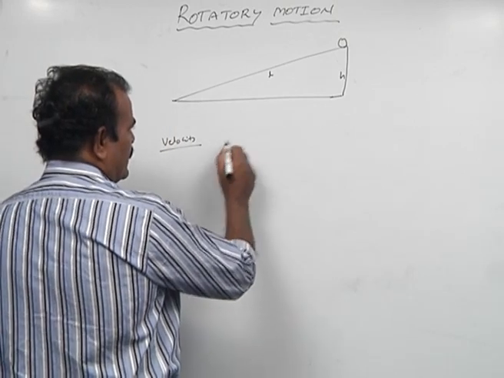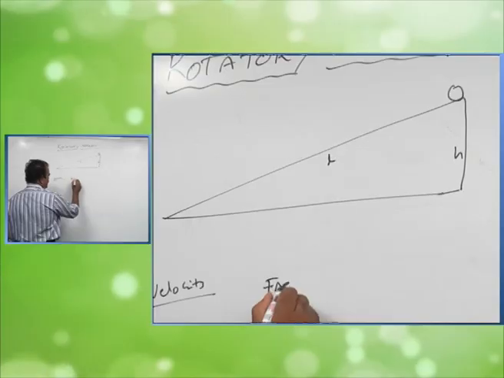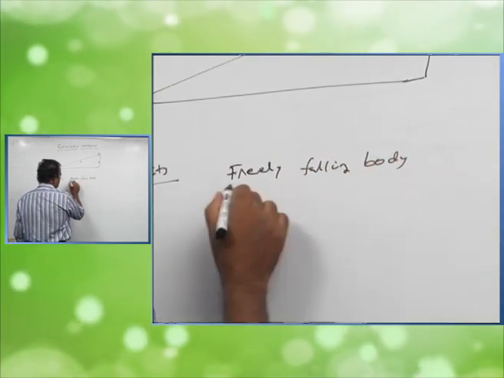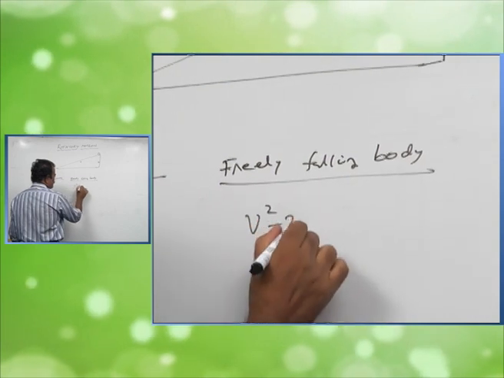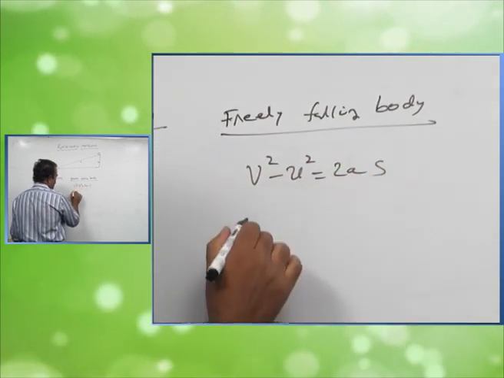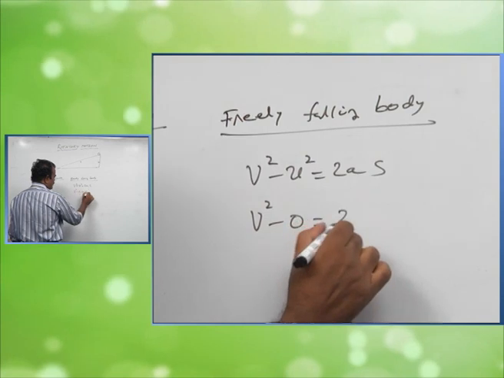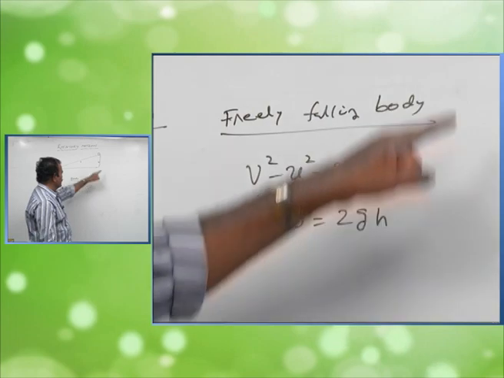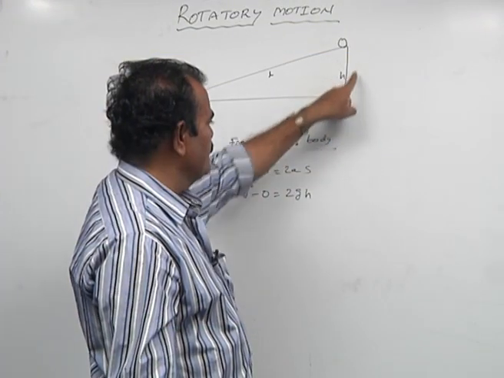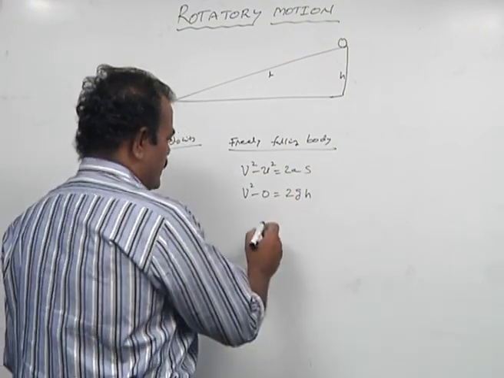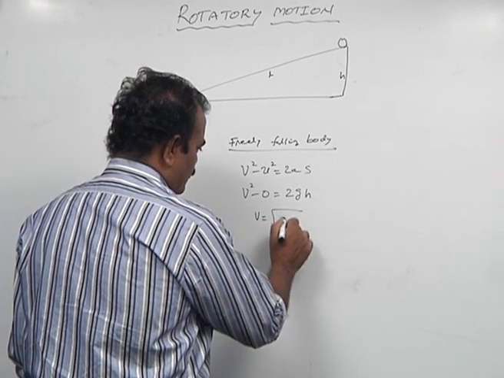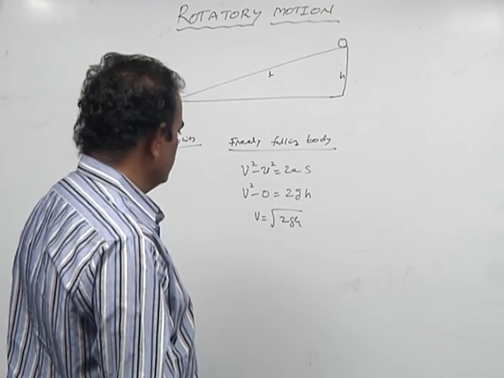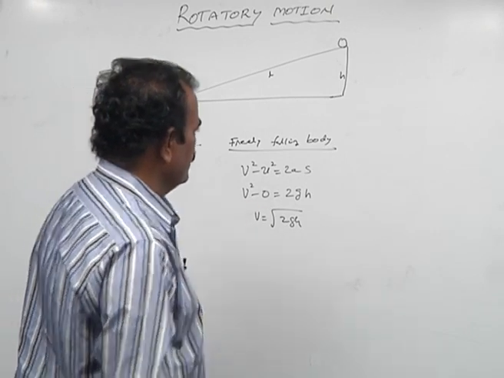First of all, for the freely falling body, we take v square minus u square is equal to 2as, so v square minus 0 is equal to 2g into s, and s is the h. For the freely falling body, the vertical displacement covered is h, and v is equal to square root of 2gh.